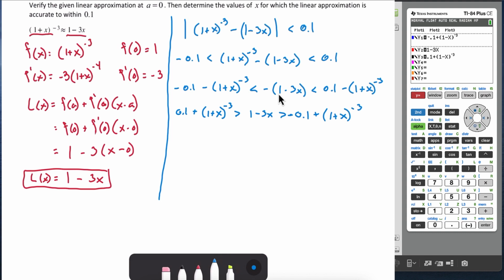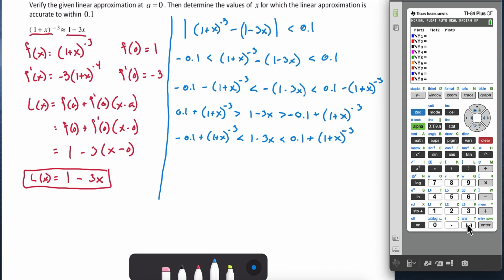And finally, we want to rewrite this so that the smaller numbers are on the left, meaning we need to change the direction of our inequalities. So no math here, we're just rewriting it in the reverse order. So negative 0.1 plus 1 plus x to the negative third is less than 1 minus 3x is less than 0.1 plus 1 plus x to the negative third. Once we have L in the middle, we're going to go to the calculator.